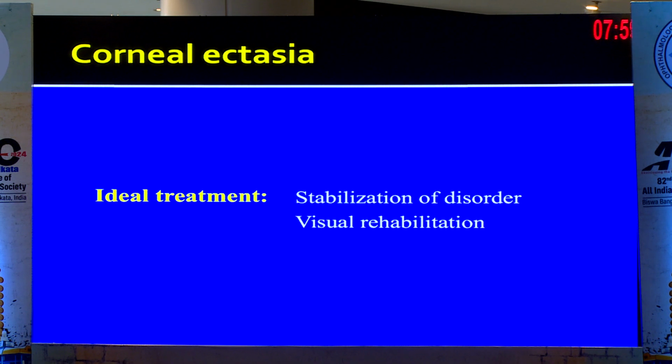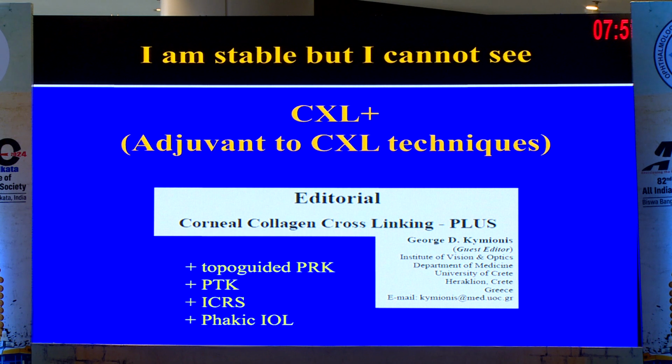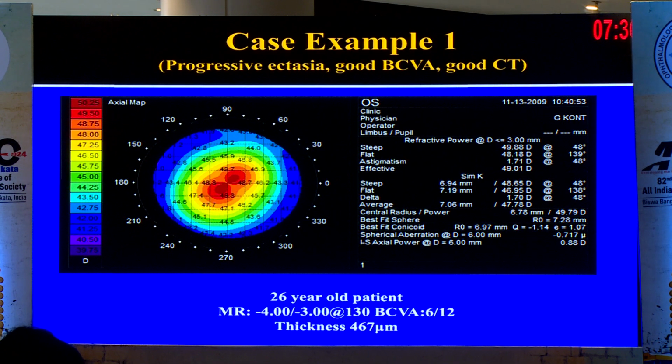So ideal treatment of keratoconus ectasia should not be only stabilization of the disorder but also visual rehabilitation, and that is the whole concept of this new entity called CXL+. CXL+ is a combination of collagen cross-linkage along with adjuvant technologies, which can be called refractive technologies, in the form of topography-guided PRK or PTK, in the form of ICRS, including the current generation, and the phakic lenses as well. CXL Plus was nomenclated by my mentor George Kymionis in Greece, and I'm going to showcase how this works in a case-based manner.